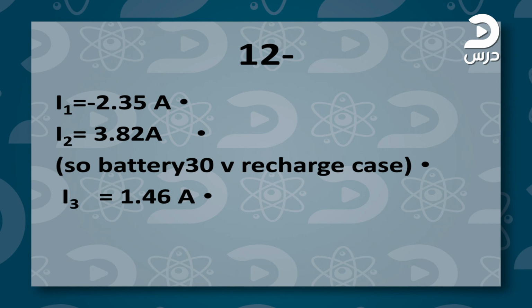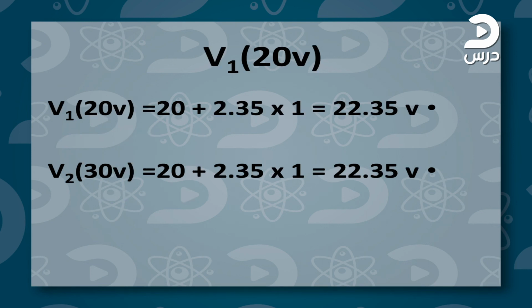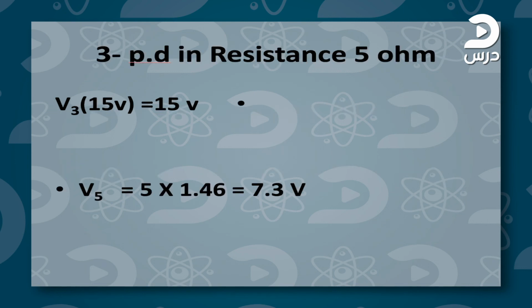So the battery 3 volt, I3 1.46. V1, which is V20, 20 plus 2.35 multiply 1 equal 22.35. V2, 30 volt equal 20 plus 2.35 multiply 1 equal 22.35 volt. Potential difference through 5 ohm equal 5 multiply 1.46 equal 7.3 volt.